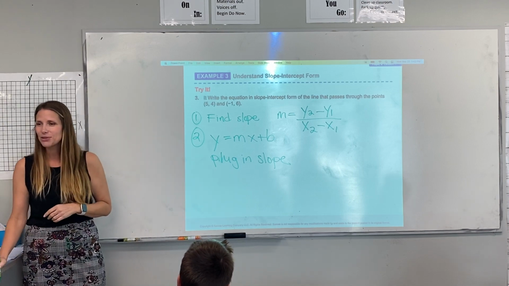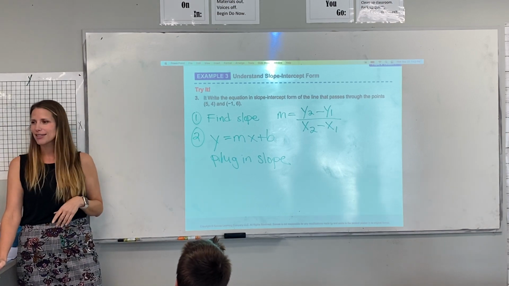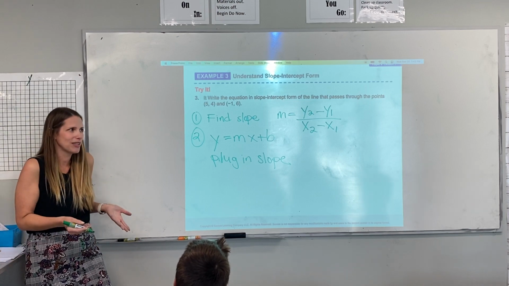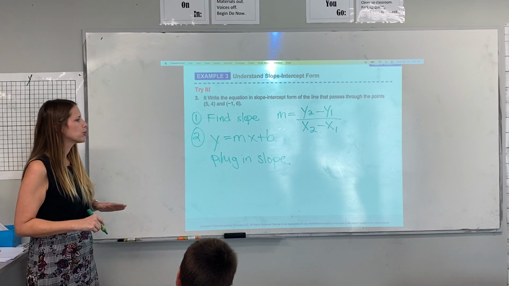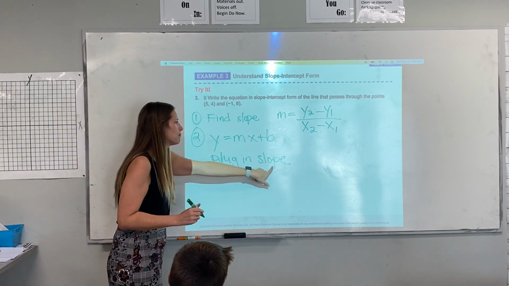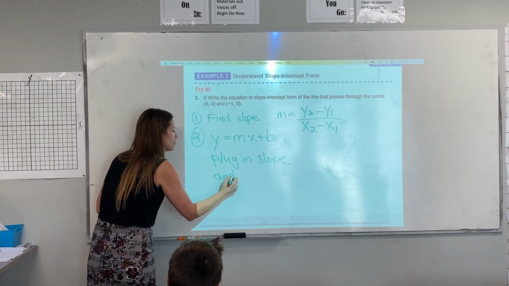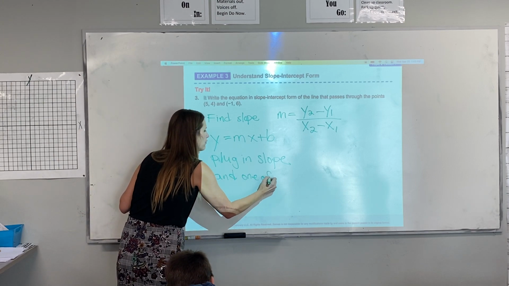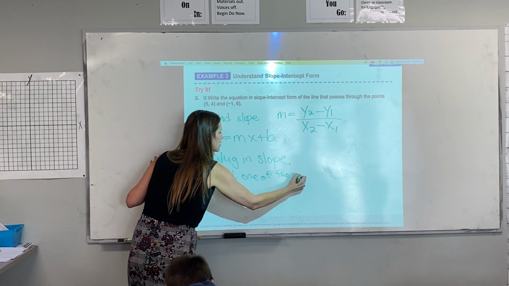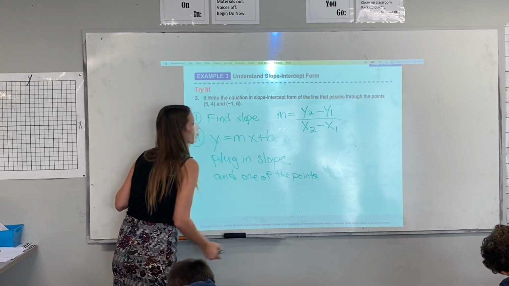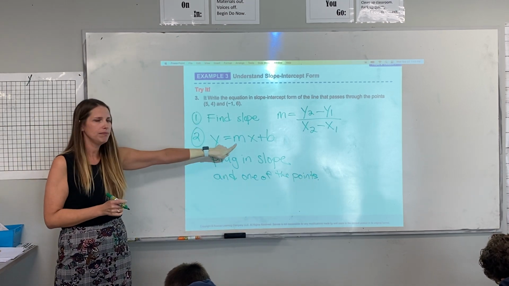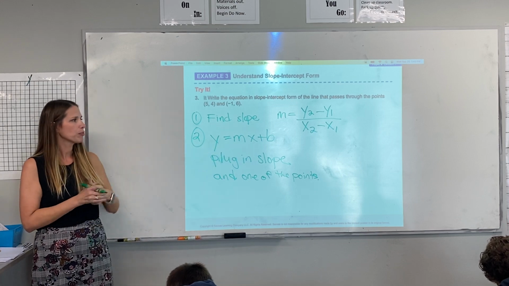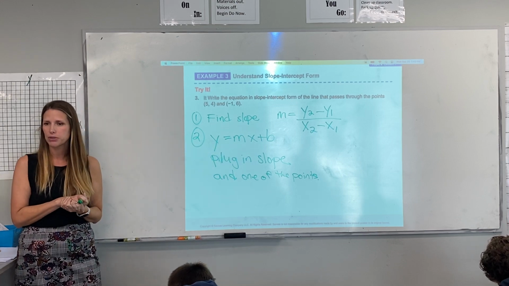You know which I like to use? The one with all positives. If you can choose the easier one, then choose the easier one, right? Don't make it harder for yourself. Okay, so we're gonna plug in our slope and one of the points. Once you have your slope plugged in and your x and y value plugged in from your points, can you solve for your y-intercept?